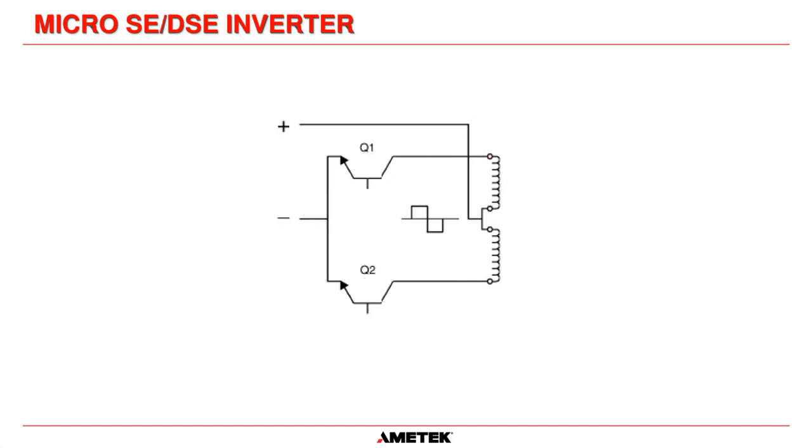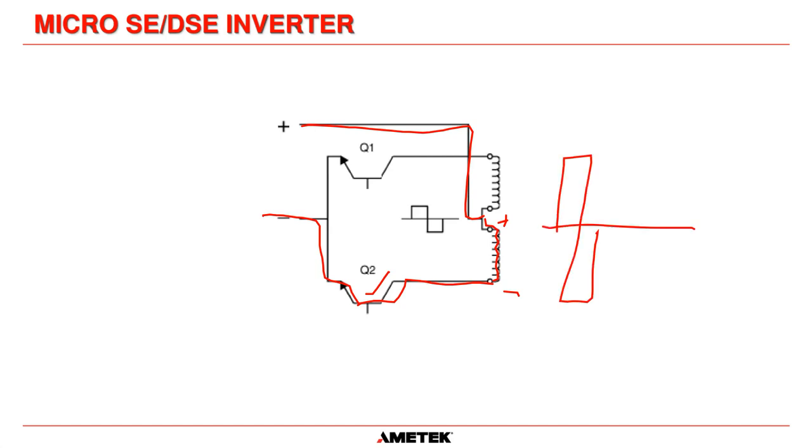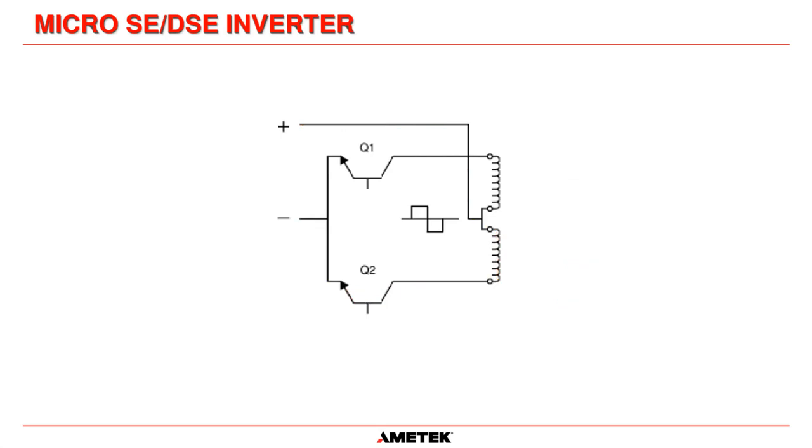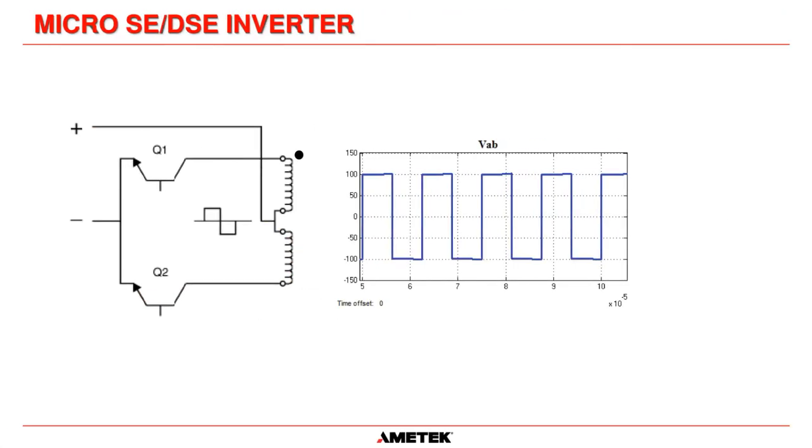And then if we turn Q2 on, once again, we go down to the center point of the transformer, and now we have positive with respect to negative on that part of the transformer. It's all the way through that back to the... So basically, the input to that transformer, the primary of the transformer, is going to be a square wave. You can see that on this screen here.